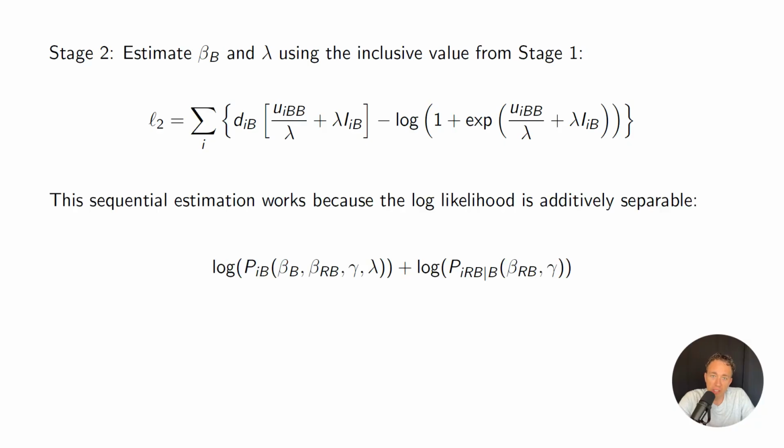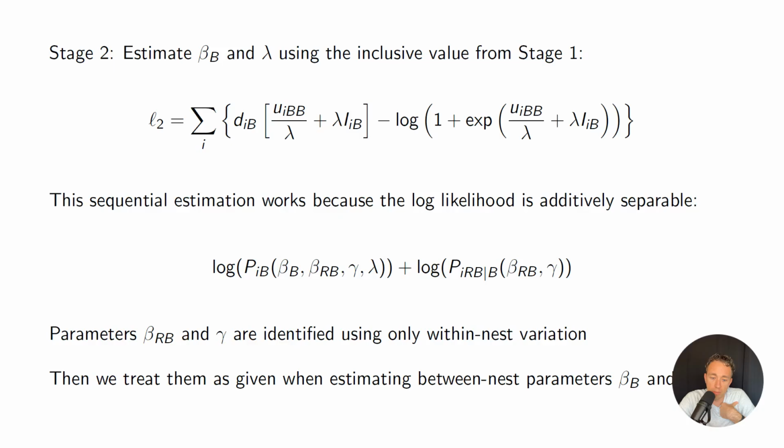And again, this sequential estimation works because we have an additively separable likelihood. So the stage 2 likelihood, we're recovering estimates for the red bus and the gamma. And then given those estimates, we plug those into the first stage log likelihood, and then we can estimate the parameters of the bus and the nesting parameter lambda. So the parameters beta, RB, and gamma, they're only identified from within nest variation, and so that's why we're able to separate them out in this way.